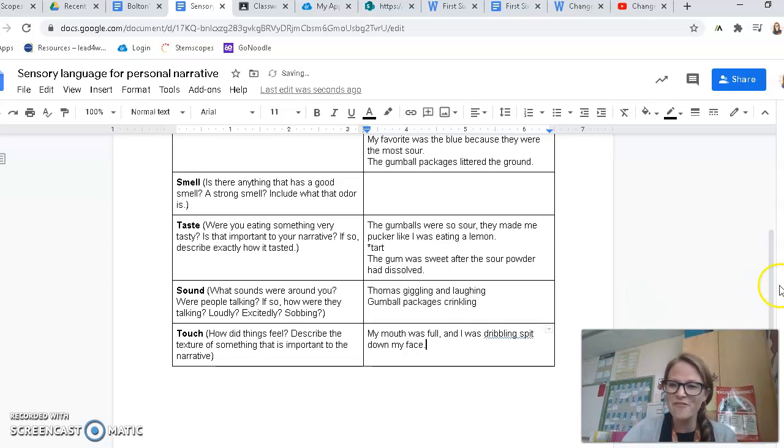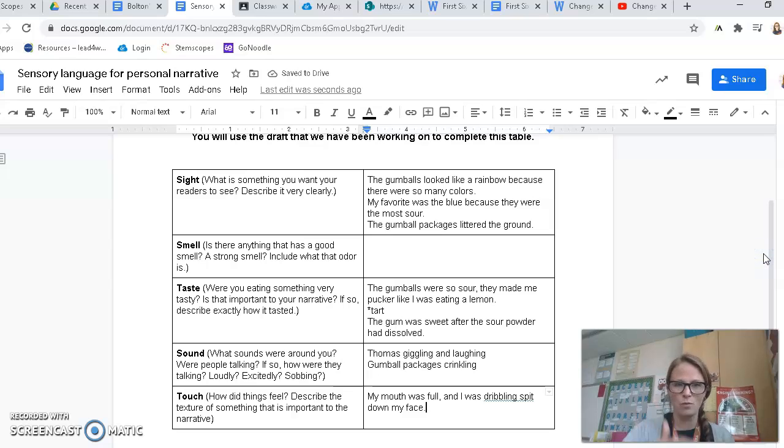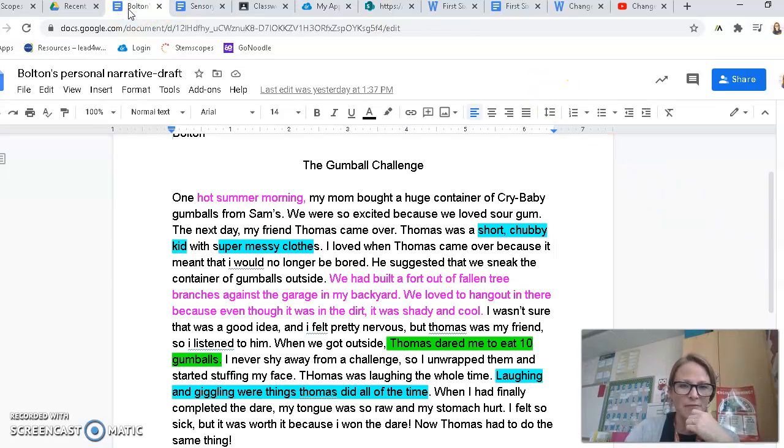So now that I have finished adding the sensory language and some ideas, I'm going to go in and look in my draft and see if there's a place where I can add these details to help create a better visual for my reader. So if I go back into my draft: he suggested we sneak the container of gumballs outside. We built our fort. I was nervous, but I listened to Thomas. I never shy away. So I unwrapped them and started stuffing my face.